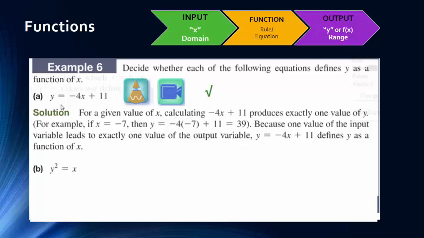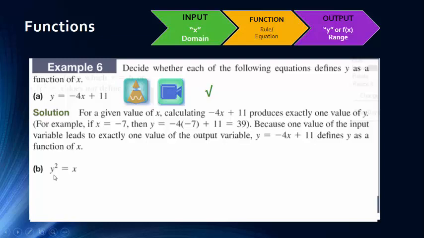For a given value of x, calculating negative 4x plus 11 produces exactly one value of y. For example, if x equals negative 7, then y equals negative 4 times negative 7 plus 11, which equals 39. Because one value of the input variable leads to exactly one value of the output variable, the equation defines y as a function of x. So this is indeed a function.